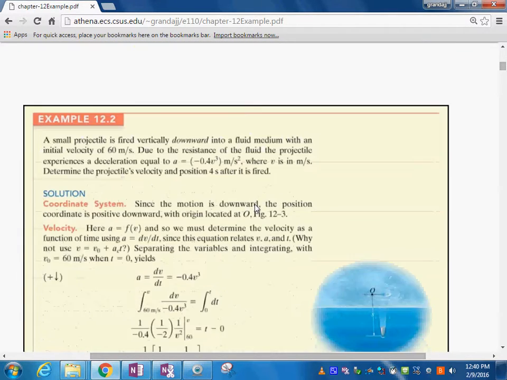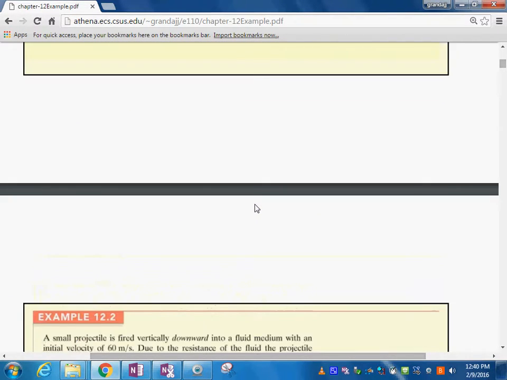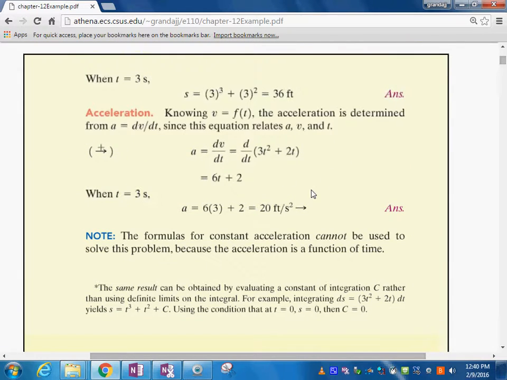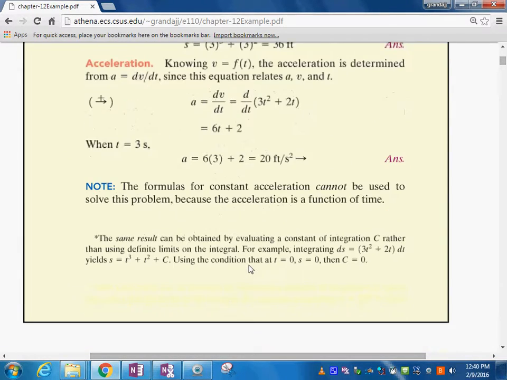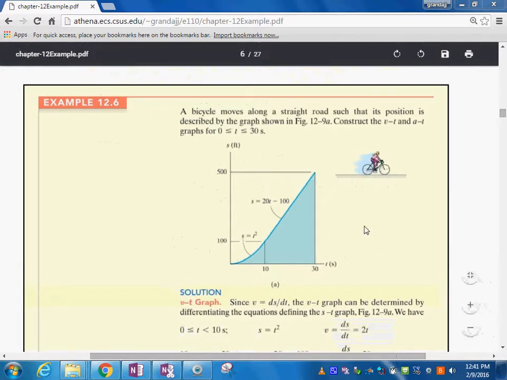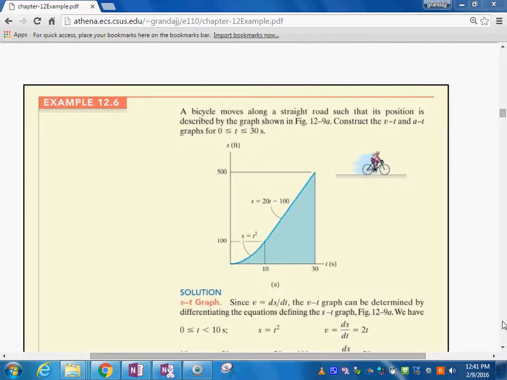Let's look at this example now. It says a bicycle moves along a straight road such that its position is described by this graph that is shown in figure 12.9a. Construct the velocity-time and acceleration-time graphs for t between 0 and 30 seconds. So you have this data that you're given.